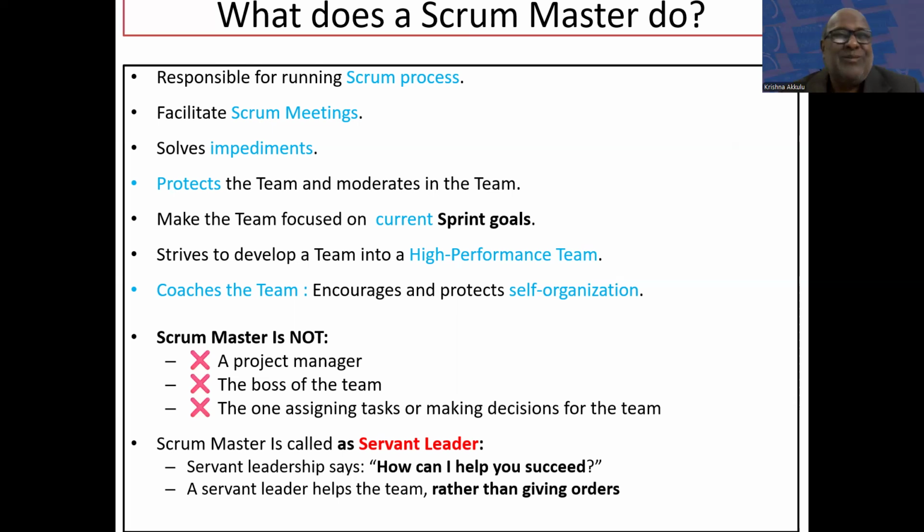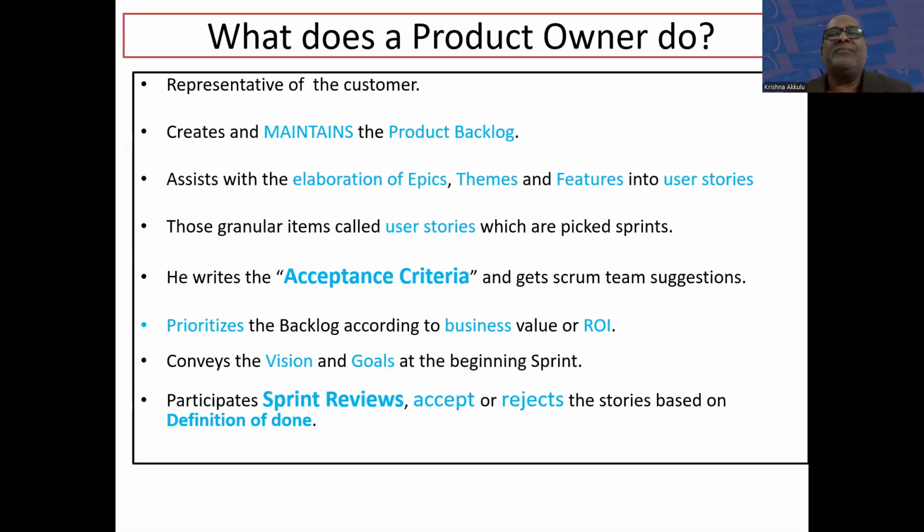But then what is his role? The Scrum Master is called a servant leader, right? He always goes to the team and asks, "Hey, how can I help you so that you succeed?" He's always trying to help the team, but he's not ordering the team. That's why he's called Scrum Master. Hope you got that. So what does the product owner do?